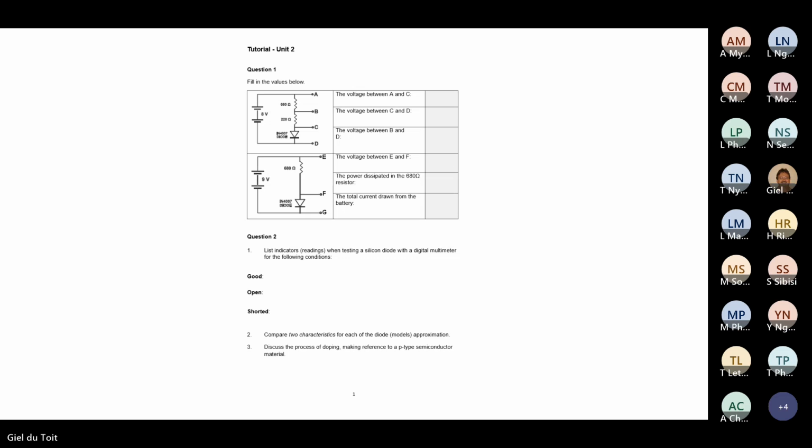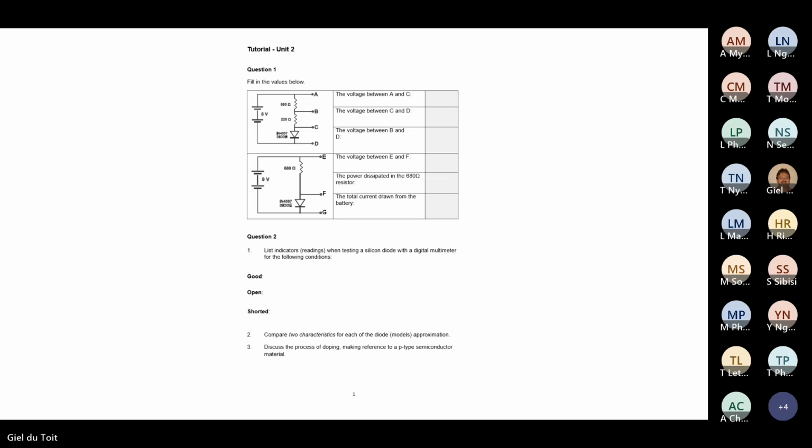In the case of the second problem, we can see that there is now only a 680 ohm. And I want the voltage between E and F. So the voltage between E and F is equal to the 9-volt battery minus the diode 0.7 volts. So 9 minus 0.7 is 8.3 volts. So over the 680 will be an 8.3 volt voltage.